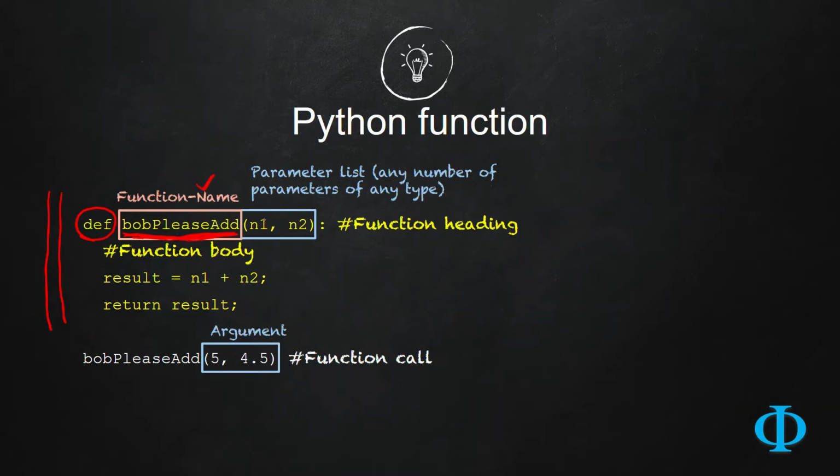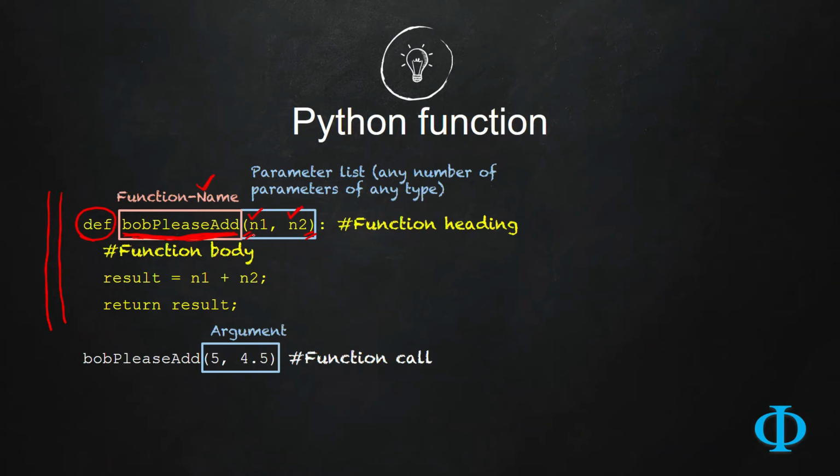The next part is, after the function name, inside this opening and closing parenthesis, you have to pass the data items on which this function will work. For example, in our example, we are actually interested to add just two numbers. So that is why I have passed only two data items, that is n1 and n2. n1 will be the first number and n2 means it is the second number.